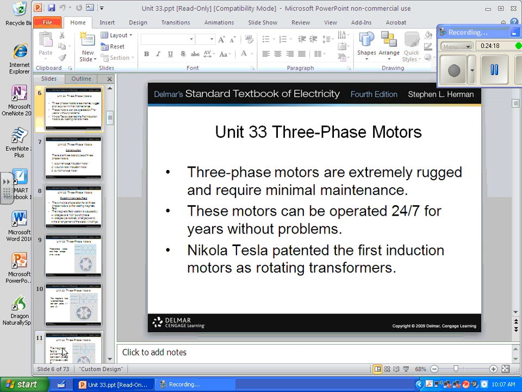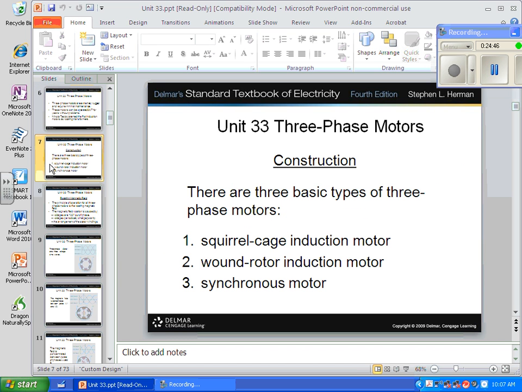Three-phase motors are extremely rugged and require minimum maintenance. These motors can be operated 24/7 for years without problem. Mr. Tesla patented the first induction motor as rotating transformers. Needless to say, if they were rotating transformers, they must have had windings in the field also. So they weren't exactly squirrel cage motors. They were what's called a wound rotor motor. Okay, and we'll talk about that a little bit too. Three basic types of three-phase motors: the squirrel cage induction motor, the wound rotor induction motor, and the synchronous motor. So there's a three-phase synchronous motor also.